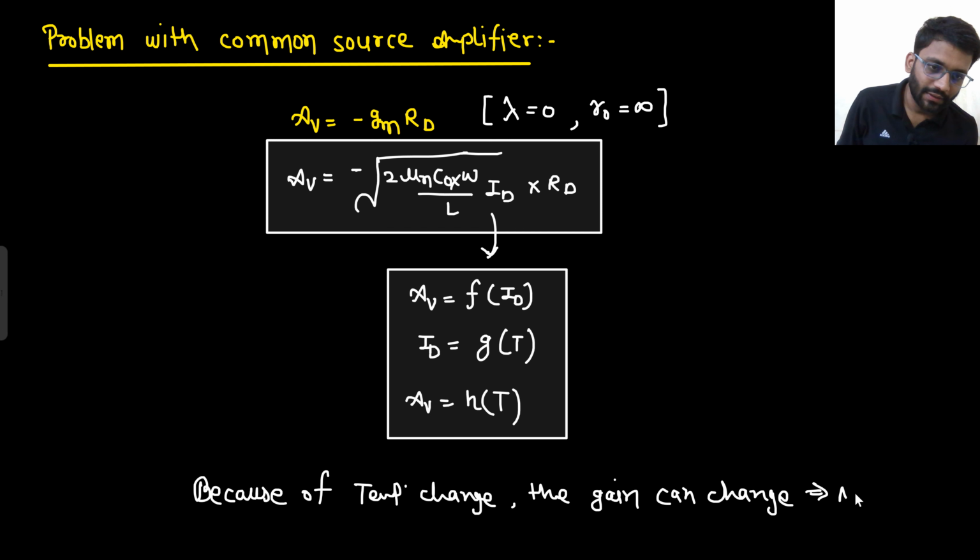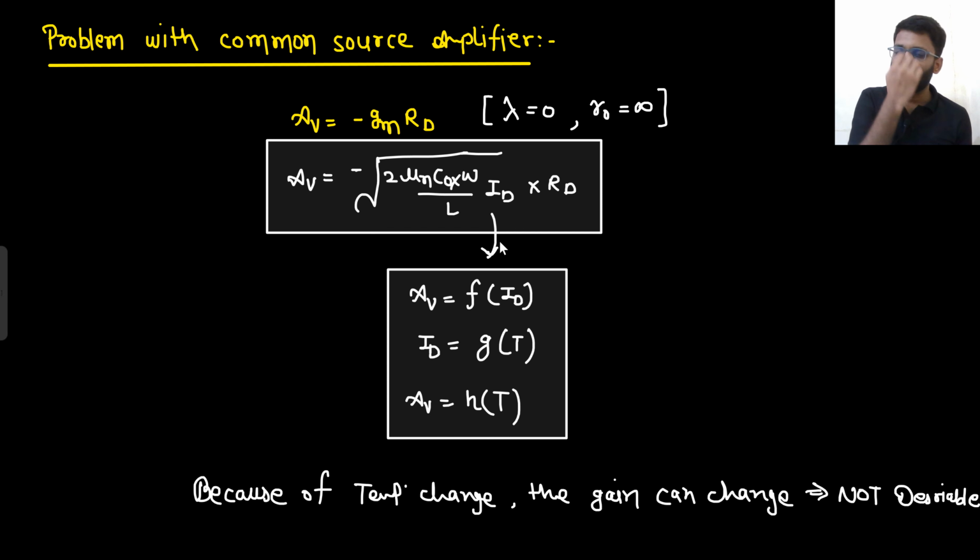And this is not desirable. One more thing I wanted to ask you. What is this ID? Small signal or large signal? Large signal, right? Because I told you GM is a DC parameter.